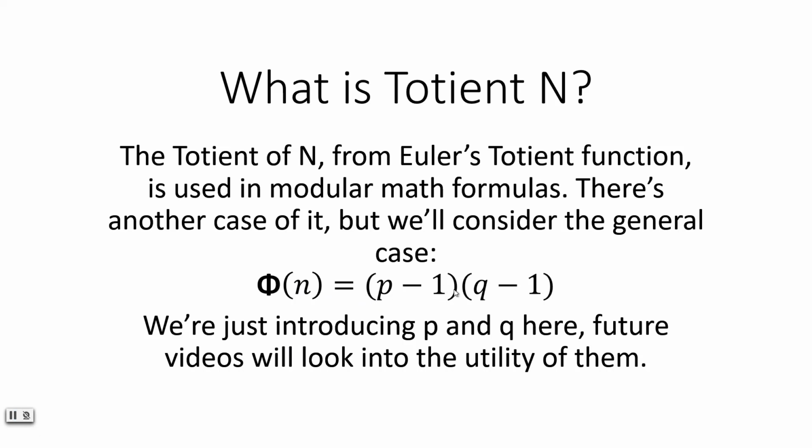Again, you can see two quantities put next to each other without any dot or multiplication sign, and it's just inferred that you multiply those two together. Okay, so we're just introducing p and q here. Future videos will look into the utility of them.